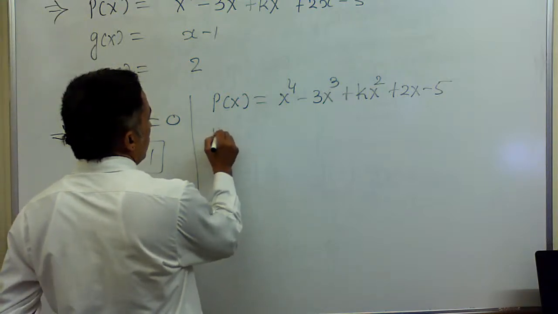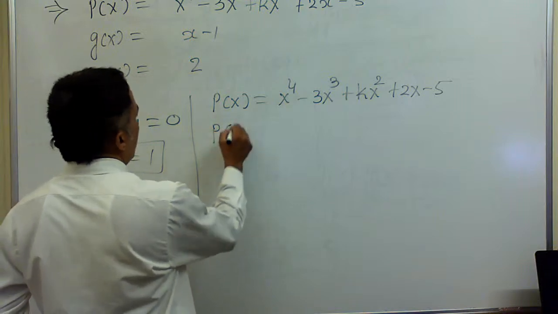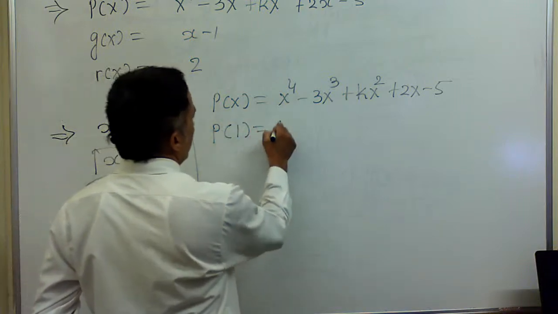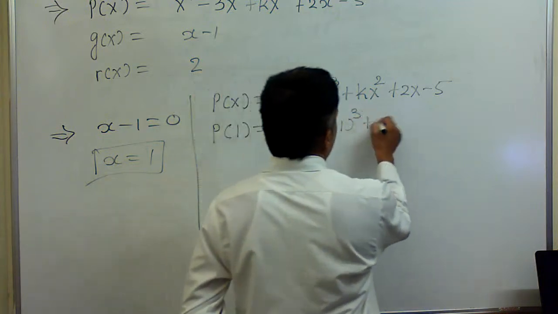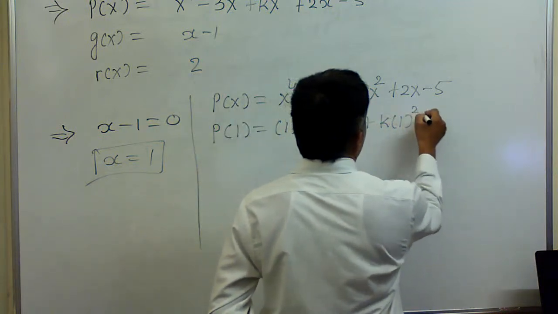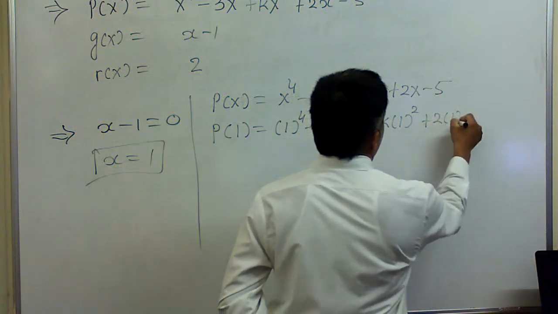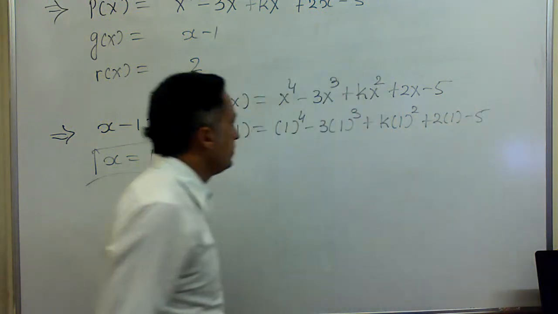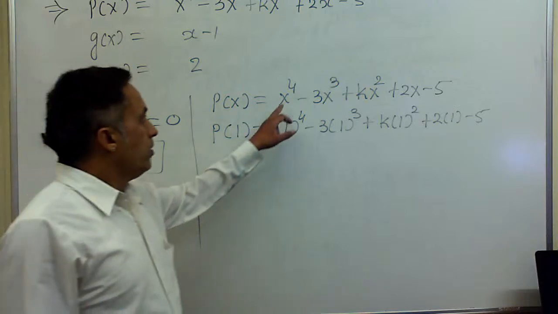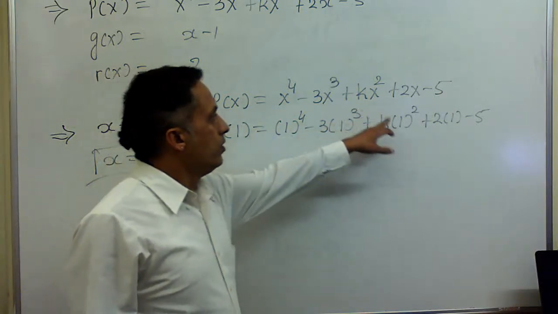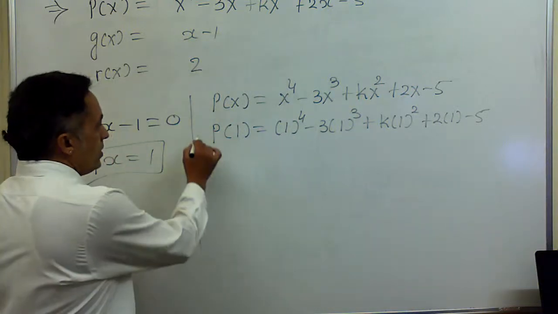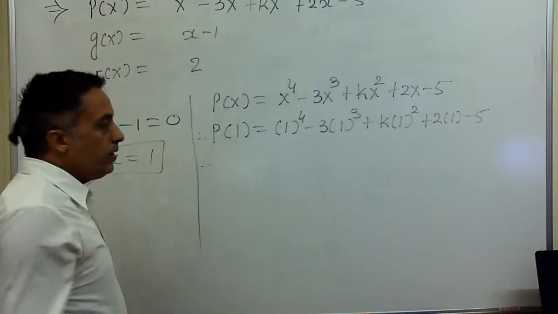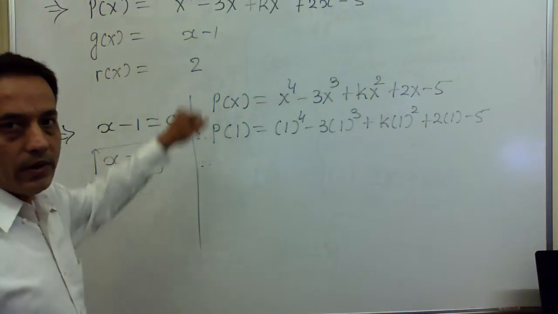Then in the place of x, we will write 1. 1 raised to 4, 1 cube, 1 square, 1 and minus 5. What is the value of p of 1, which is our remainder? 2.